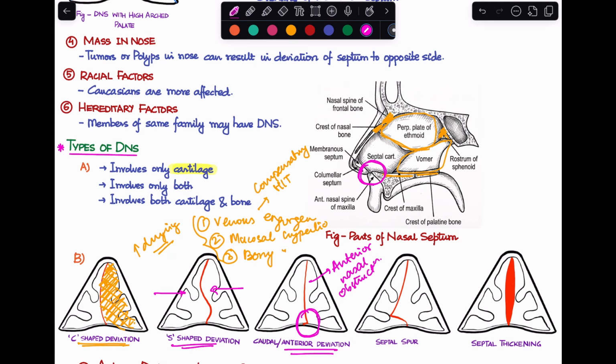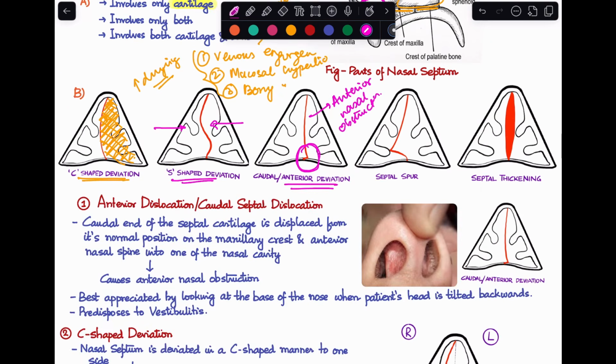And this, I'll show you an image right over here. This is what it will look like. And this is best seen when you just tell the patient to tilt their head backwards and you raise the tip of the nose and you're able to see a deviation right over here. And as you can see, this will be causing an anterior nasal obstruction. So this is the importance of finding out about the caudal septal dislocation.